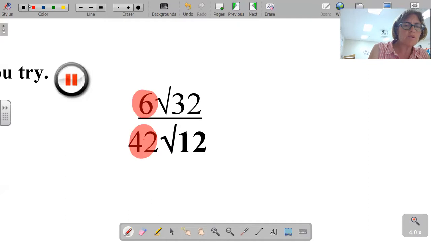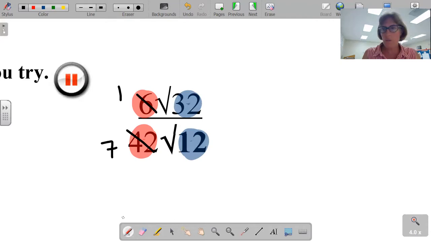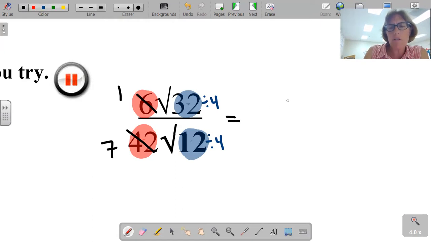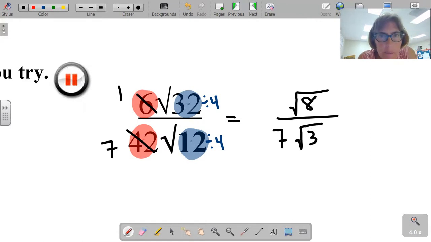Your outies should reduce to a 7 on the outside and a 1. Innies, 32 and 12. Both are divisible by, let's see what number is the biggest, 4. Both are divisible by 4. So we're going to divide both sides by 4. And now we clean up a little, and this is basically going to be the square root of 8 over 7 square root of 3.